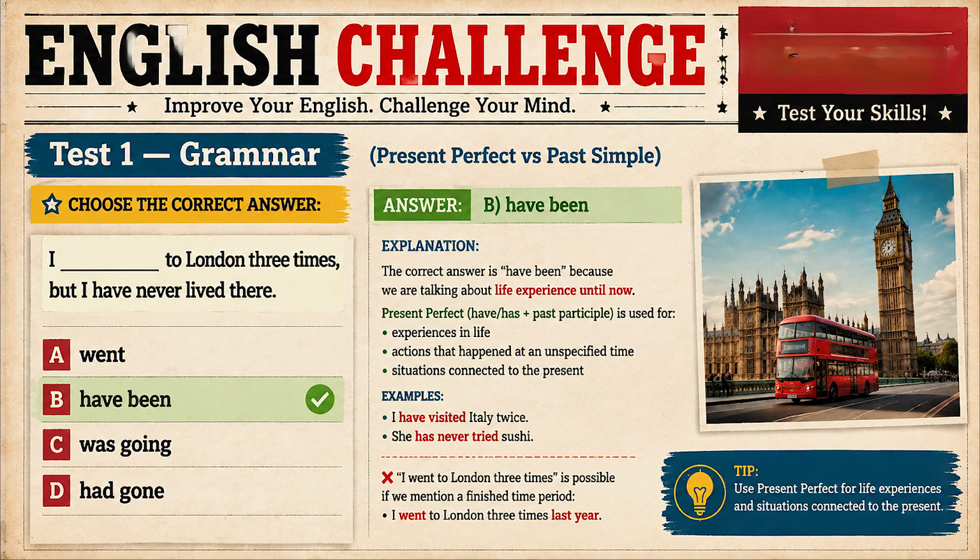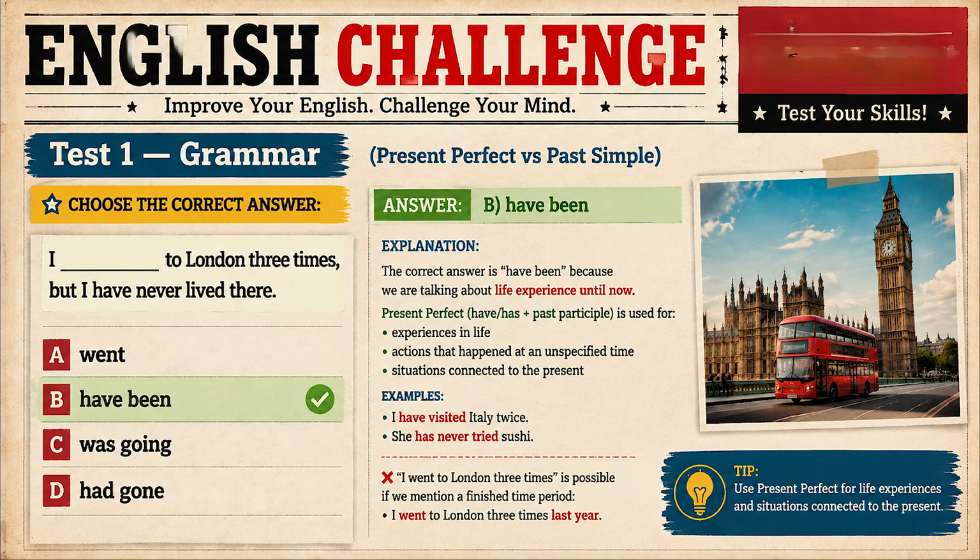So remember, we use present perfect tense for life experiences, actions at an unspecified time, where you don't mention the time period, and situations connected to the present. I have visited Italy twice. She has never tried sushi. But we use past simple when you mention a finished time. If you want to mention the finished time, you should use past simple. I went to London 3 times last year. Okay, so here we learned the difference between past simple and present perfect tense.